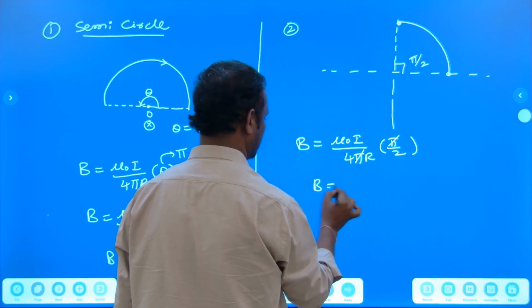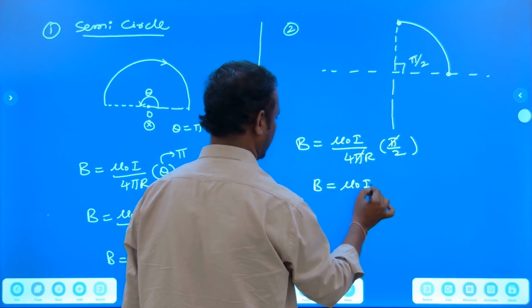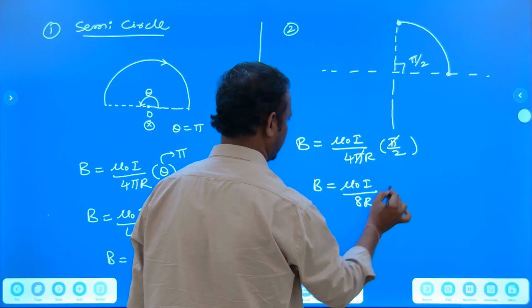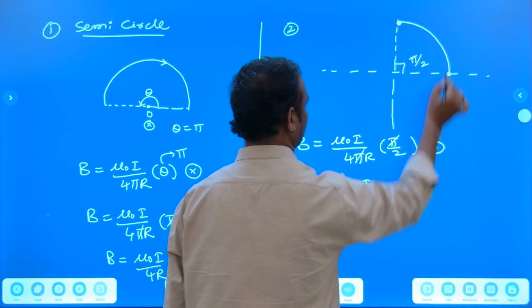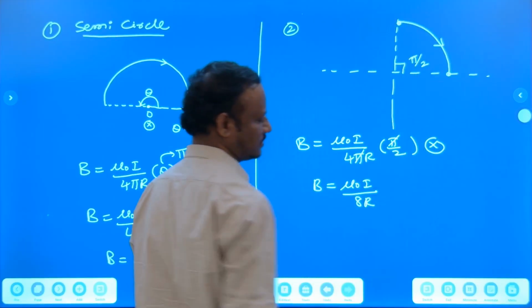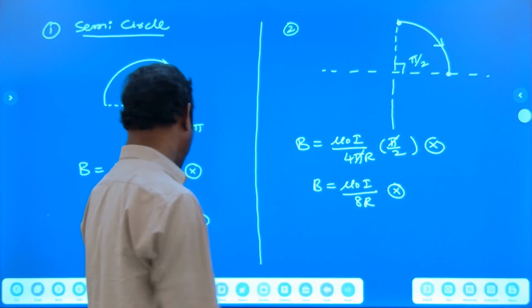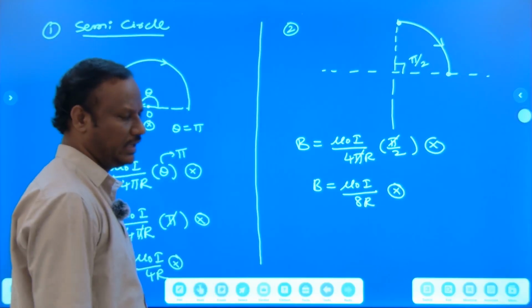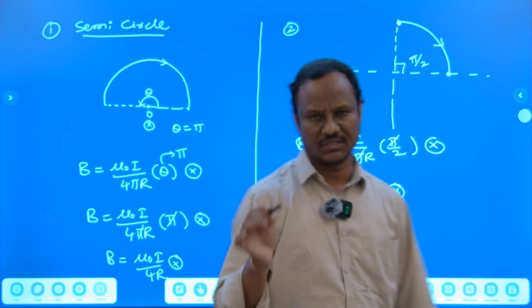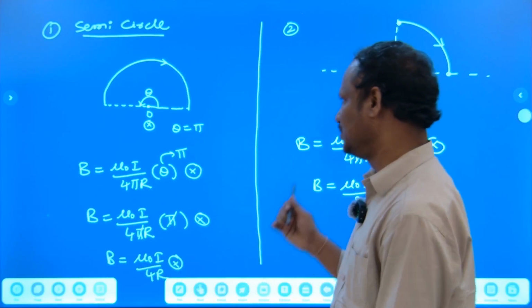B is equal to mu naught I by 8 r. It's into the plane, the direction I am taking. This is into the plane. So, this is the magnetic field due to an arc. First, I have given the magnetic field due to an arc.